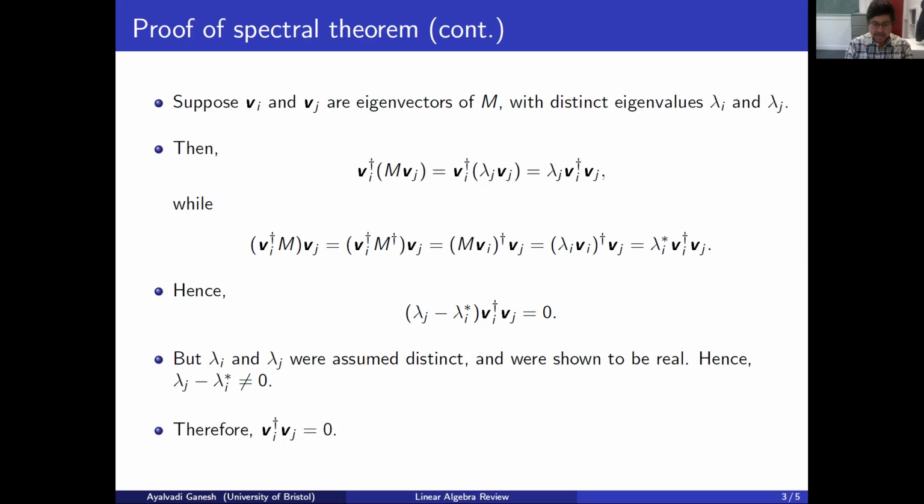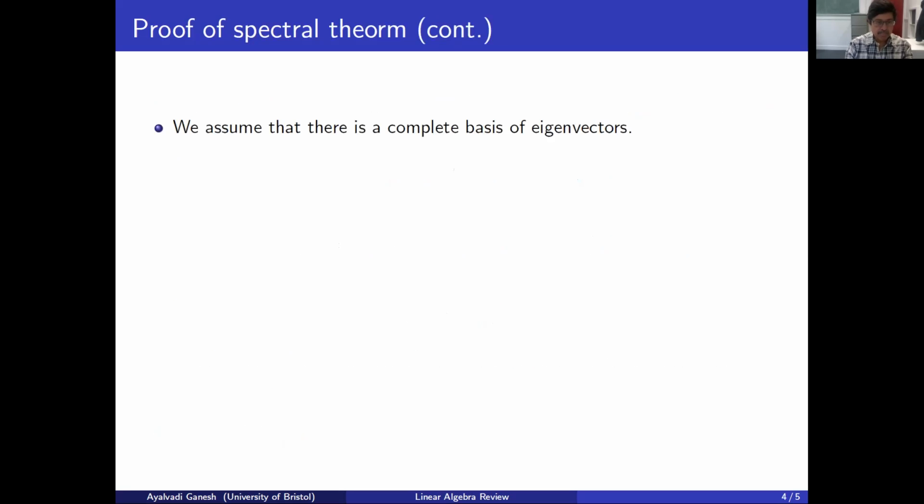So what remains is to show that the matrix can be diagonalized, meaning that it can be expressed as the sum of these rank 1 matrices. Okay, and this is the one bit I'm not going to show, that there is a complete basis of eigenvectors. Let's take this for granted.